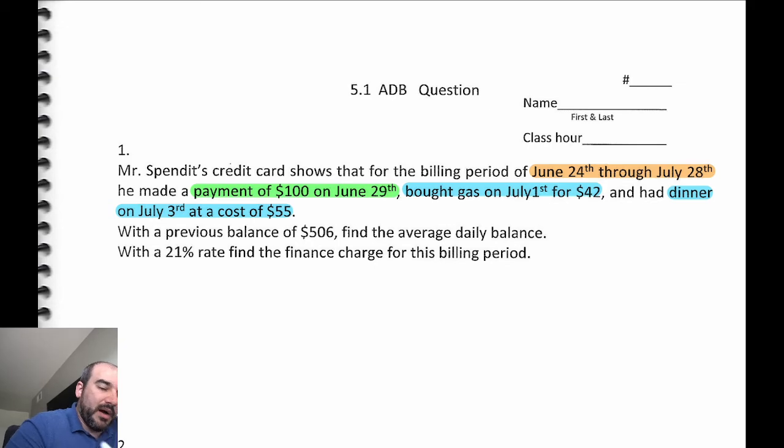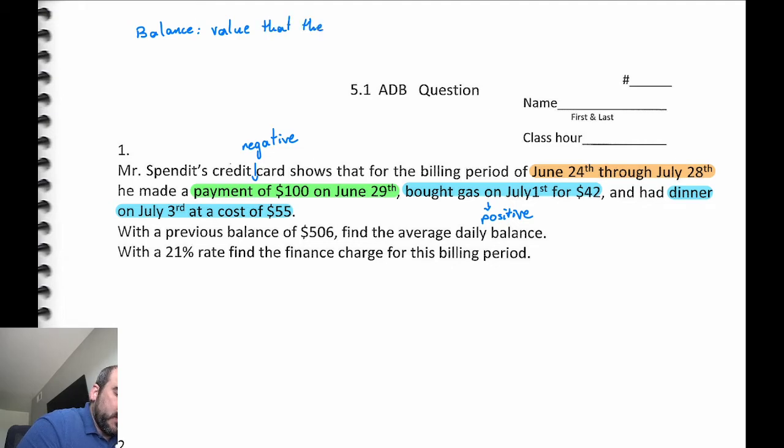So I'm highlighting these differently because the payment is a negative value, whereas buying gas is a positive value. When we talk about balance, it is a value that the user owes on their credit card.